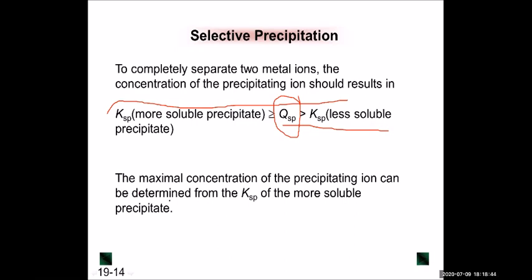And so the maximum concentration of precipitating ion, we use the KSP of the more soluble to calculate. The KSP of the more soluble means higher solubility, and since it's more soluble, it requires a higher concentration of the precipitating ion to form precipitate. The least soluble needs the least amount of precipitating ion to precipitate.